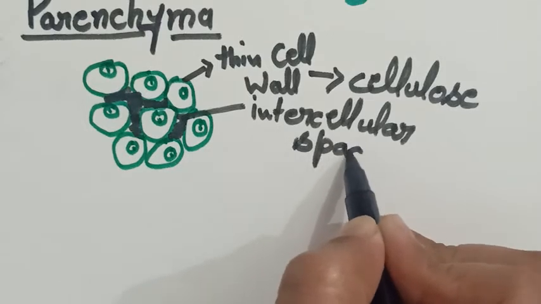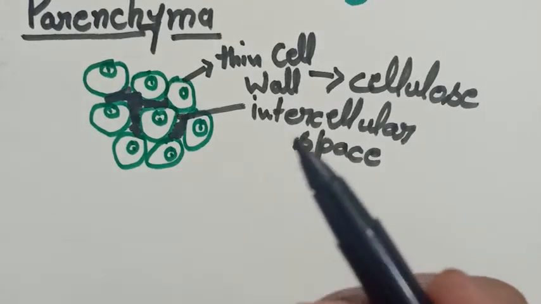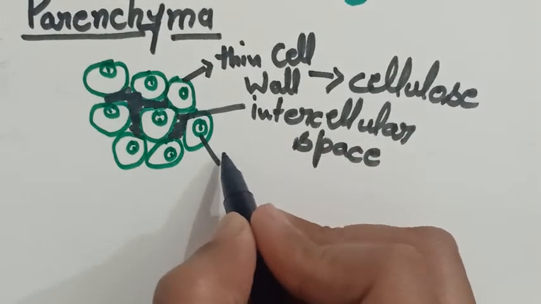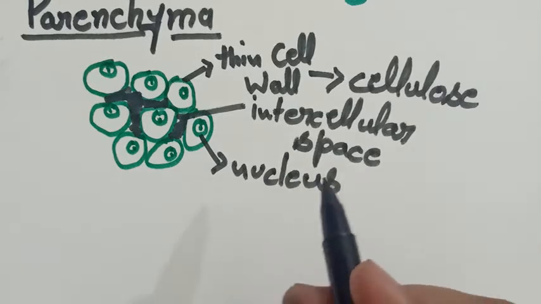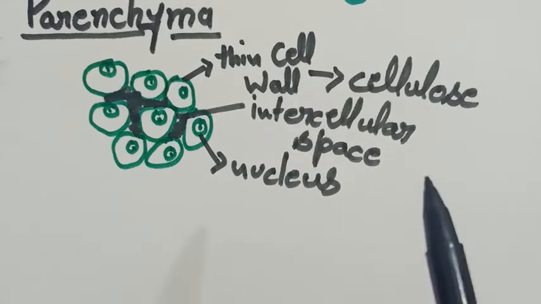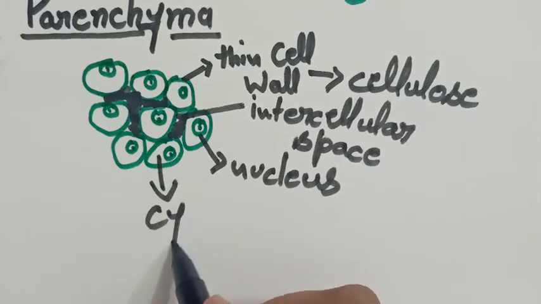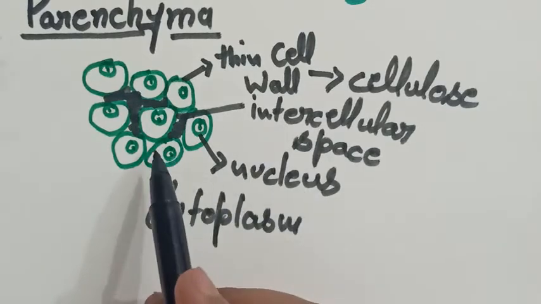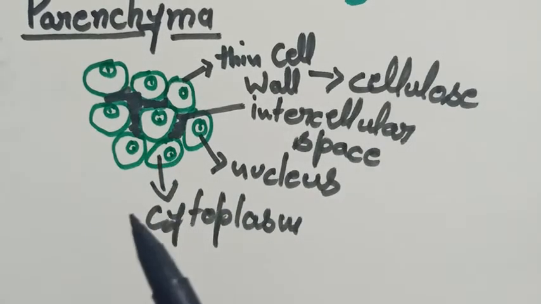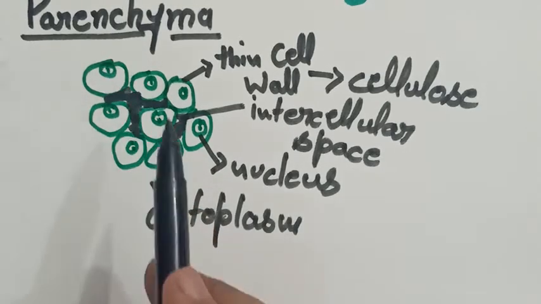The next thing is the cells are living. How can we say that a cell is living or non-living? By the presence of a nucleus. Parenchyma cells have a nucleus, and that is why they are living in nature. They also have dense cytoplasm. Cytoplasm is a jelly-like substance which is present inside the cell.